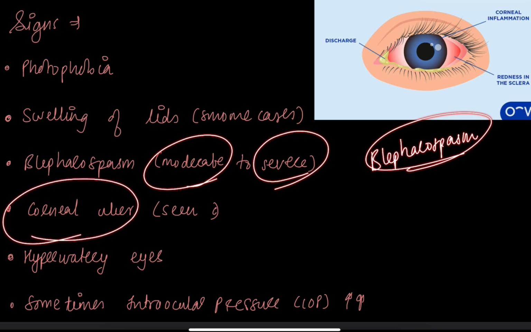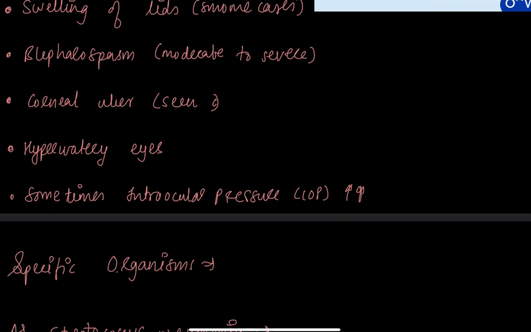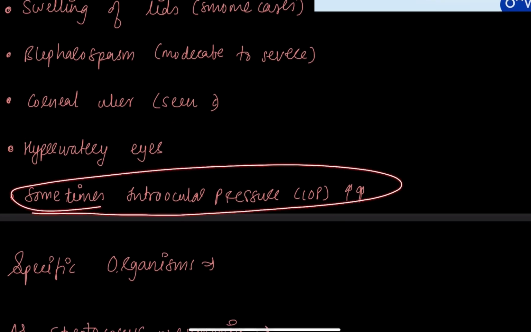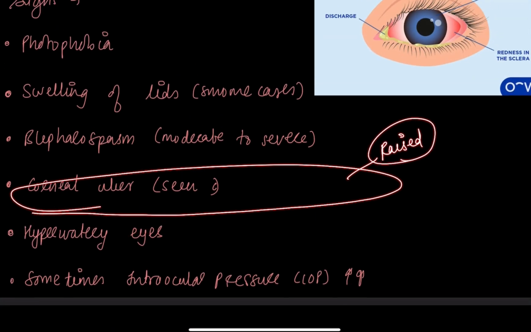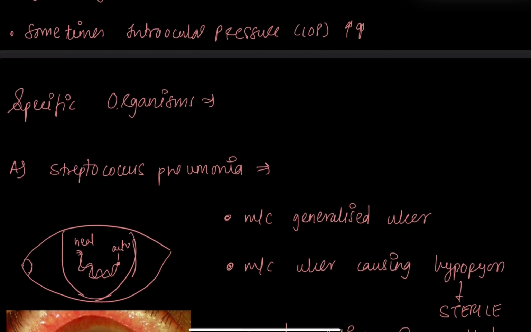There will be corneal ulcers, because we are discussing bacterial corneal ulcer. So how will a bacterial corneal ulcer look? It will be mostly yellow in color, which I will discuss later on. Watery eyes will be hyperwatery eyes, and sometimes intraocular pressure can also be raised. So these are the signs: photophobia, swelling of eyelids, blepharospasm, corneal ulcer, hyperwatery eyes, and sometimes raised ocular pressure.